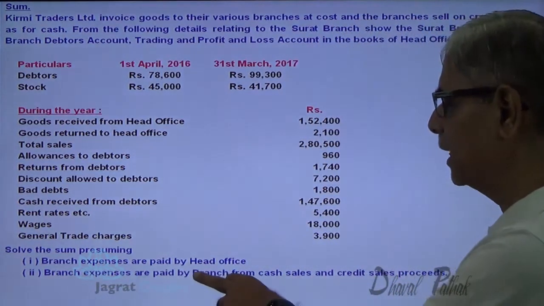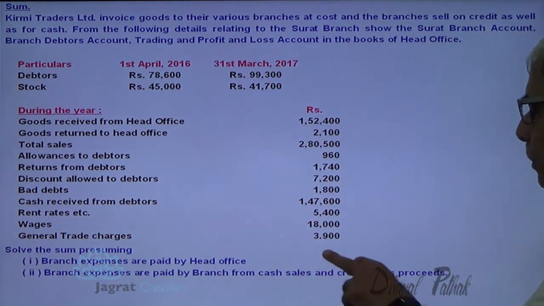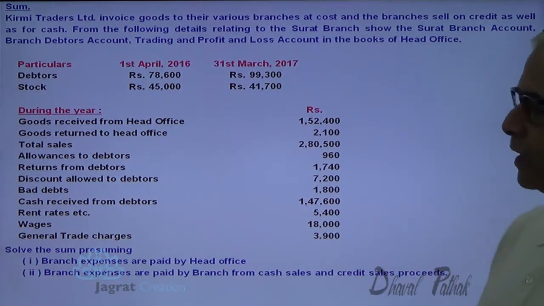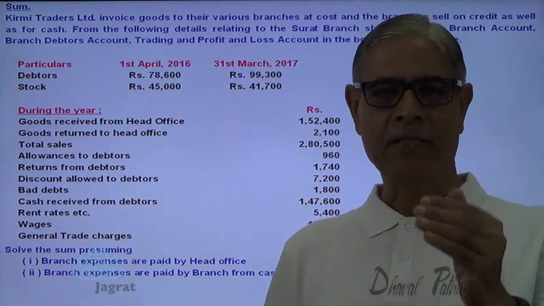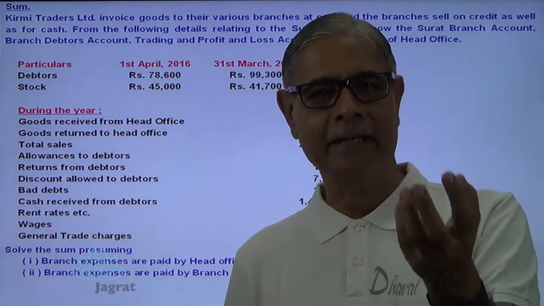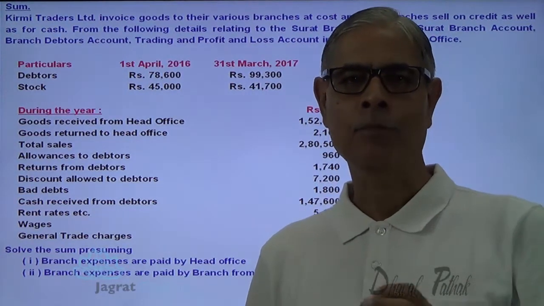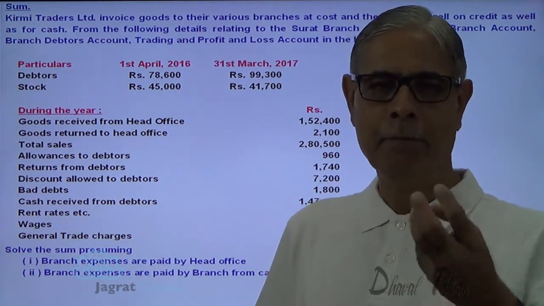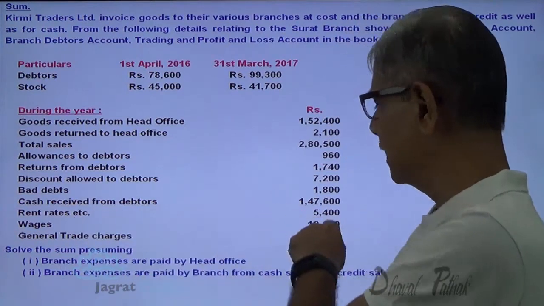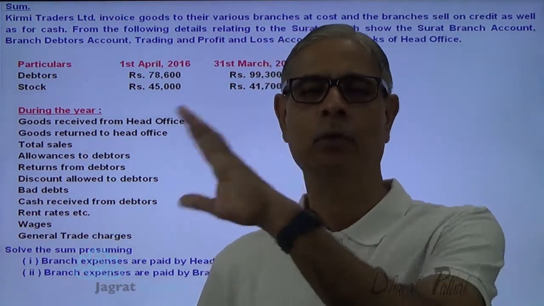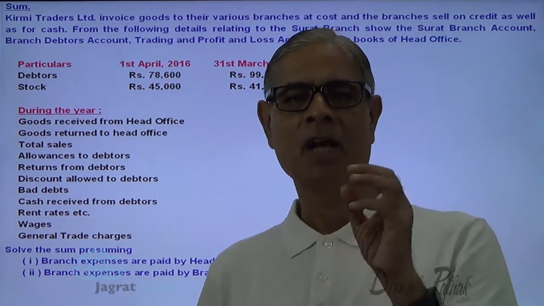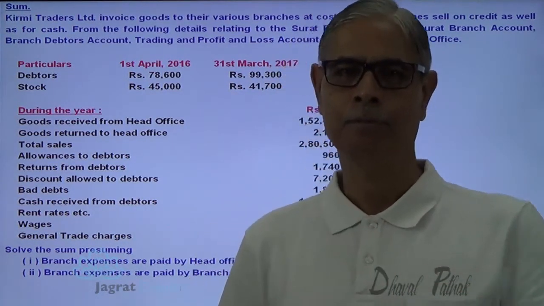Branch expenses are paid by branch from cash sales and credit sales proceeds. Now branch has sold goods for cash. Branch has sold goods on credit and cash is collected from the debtors. From this cash received by the branch, these are the expenses paid by the branch itself, and the balance cash is remitted to HO. With that presumption, I will solve this sum once again.